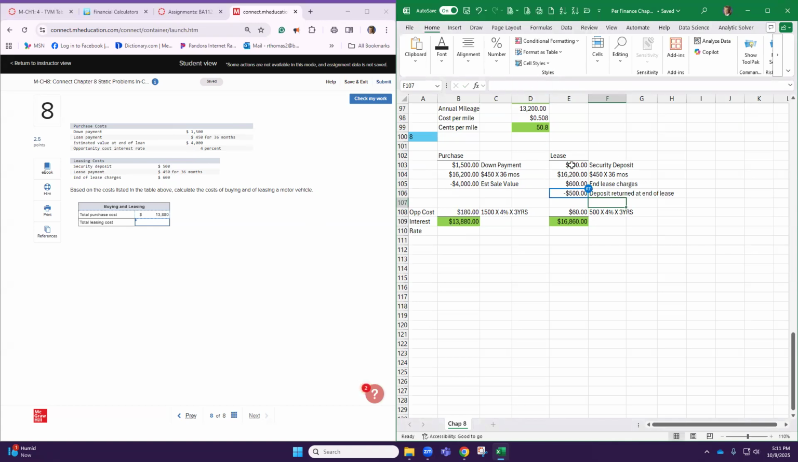All right, so we're accounting for it. You say, well, it washes itself out. I understand that, but it's always good to account for something anyway. So you're showing you're at least thinking about it. All right, the lease payments are $450 a month for 3 years. And so that is exactly the same as the car payment for buying it. And then at the end of a lease, it looks like you're expected to pay about $600.